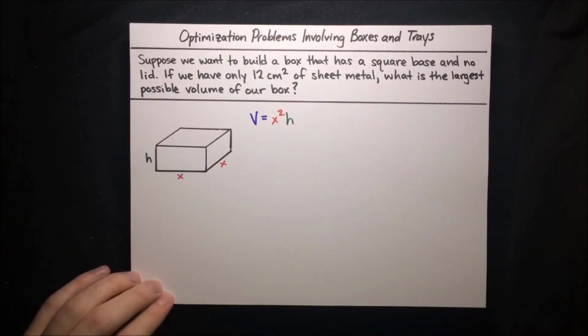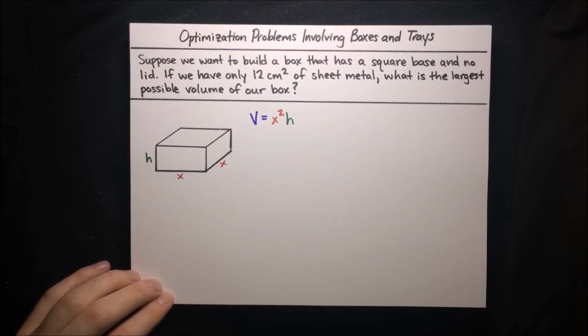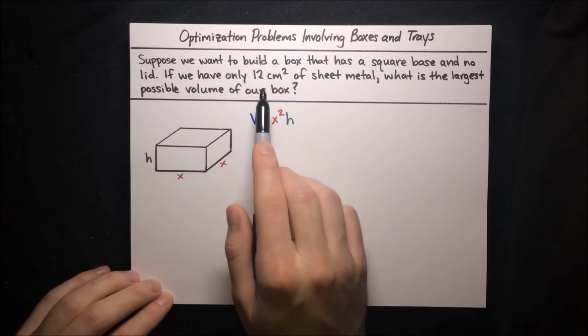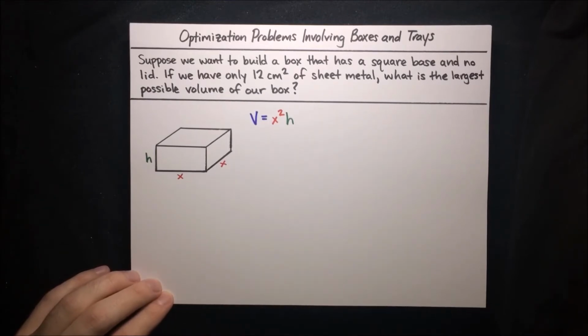But in order to optimize this function, we need to get it down to a function of a single variable. So that means we need to find an equation relating x and h together and solve for one of them in terms of the other, so we can sub it back into this volume formula. So when we're thinking of our next equation, we should think about what other information we're given in the problem. In particular, we're told we have only 12 square centimeters of sheet metal. So that's a constraint on the surface area of the box.